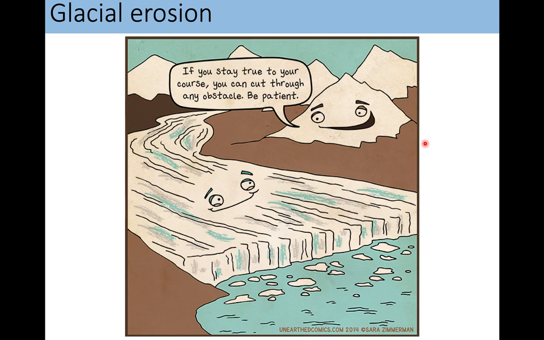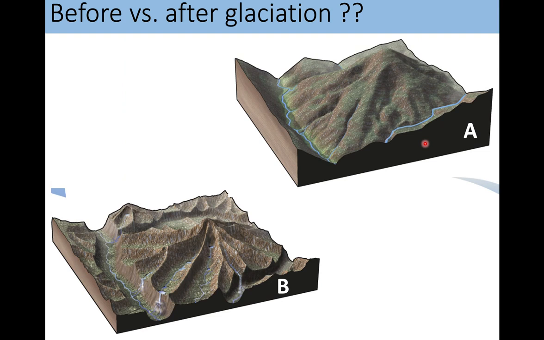So here's a joke, of course, about glacial erosion. So glacial erosion is incredibly powerful. Glaciers can cut through almost anything, and they can carry a huge amount of sediment and also boulders. So glaciers can pick up and move pieces of rock that water could never move. So if you had to guess which of these was before versus after glaciation, you will learn throughout this lecture that this picture here is the after photo.